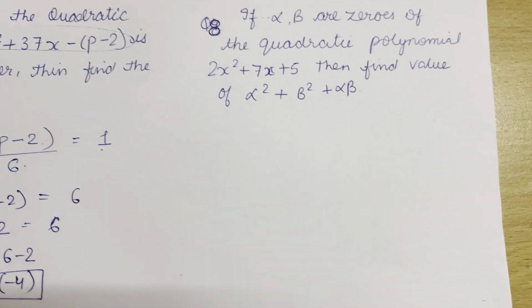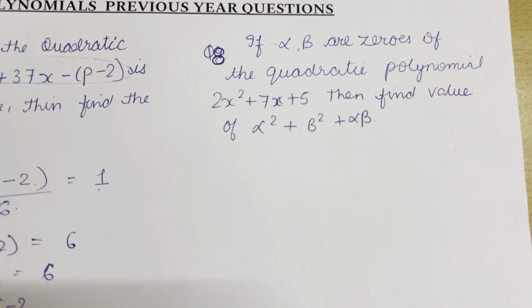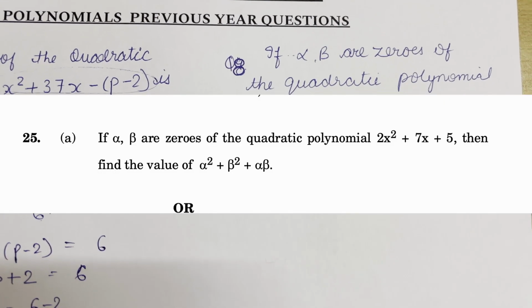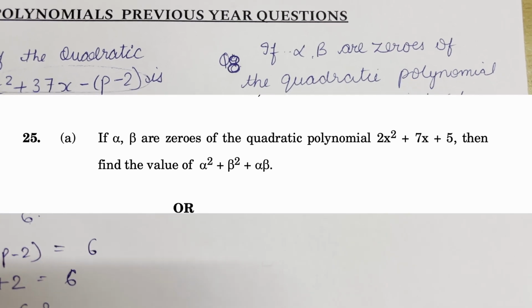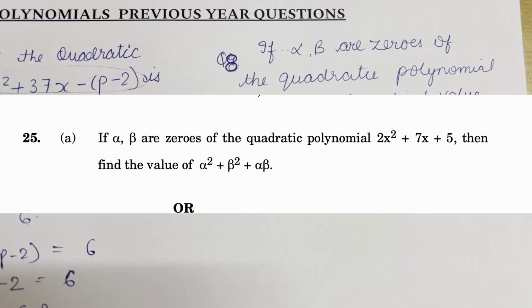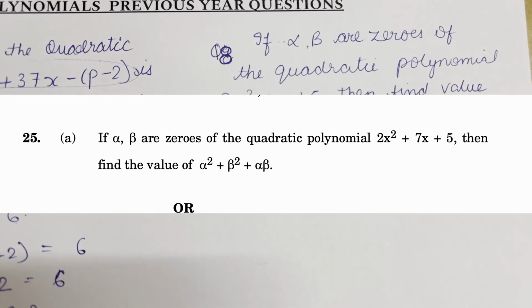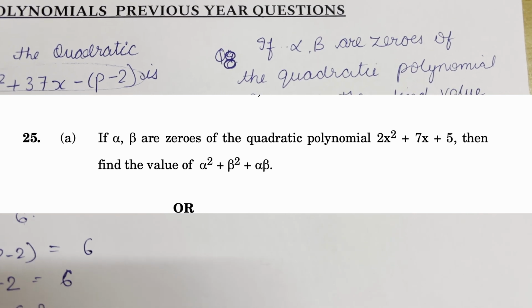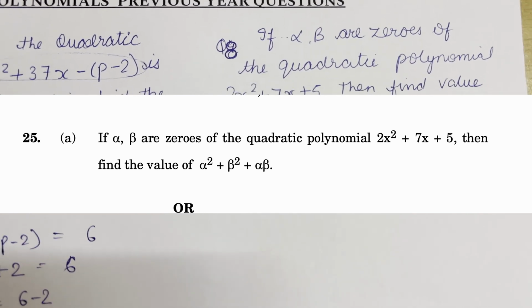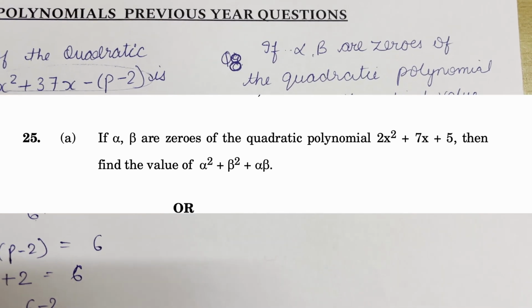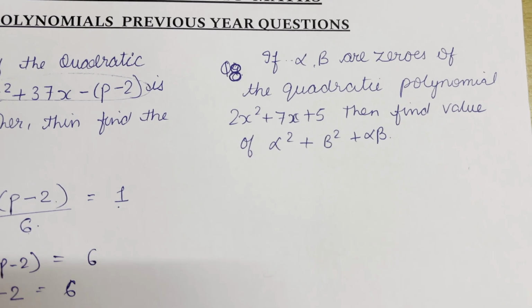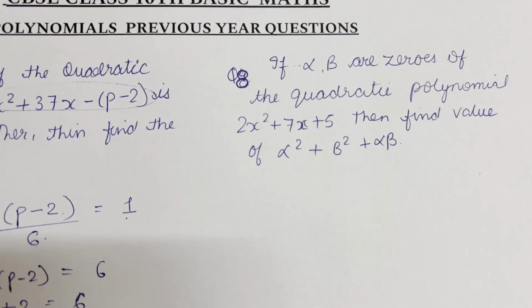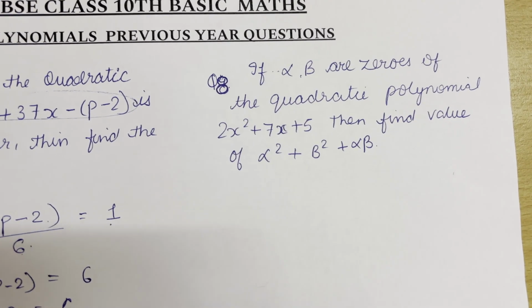So moving next to question number 8. This question says that if alpha and beta are the zeros of the quadratic polynomial, the quadratic polynomial given to us is ax square plus 7x plus 5. We are asked to find the value of alpha square plus beta square plus alpha beta. I could call it a good question for basic mathematics from the polynomials chapter.